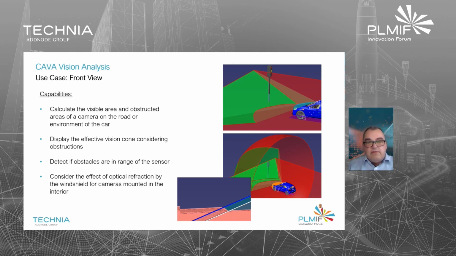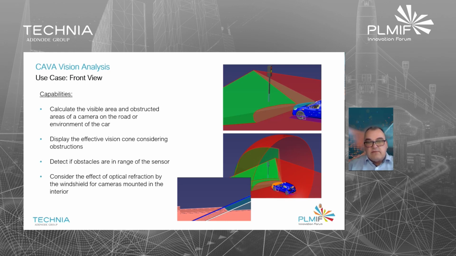So to give him immediate feedback if he places a camera at a certain position and gives it a view direction and the other parameters, CAVA can display the vision cone. It can also display the visible areas on surfaces like the road surface, on other custom surfaces, or on a sphere to simulate the surround view, and thus it enables the engineer to directly see if this camera is positioned and pointing in the right direction.